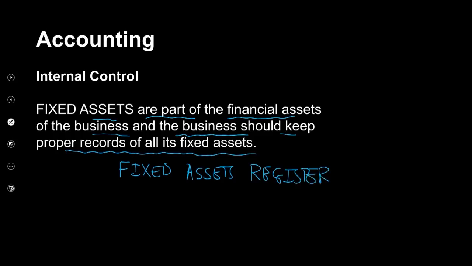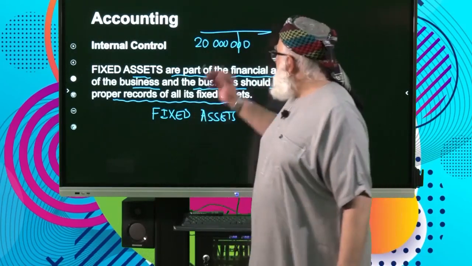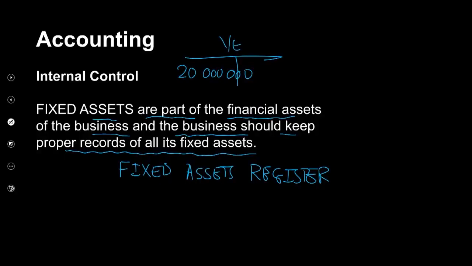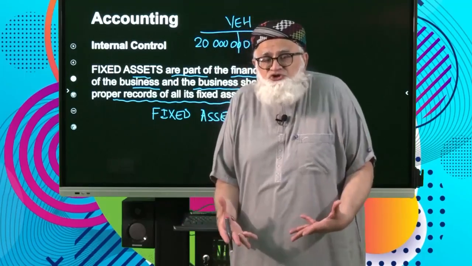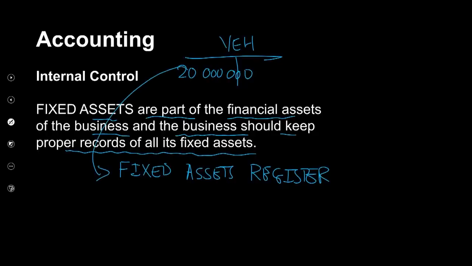Okay, now, if you look at a ledger account, here we go, just a rough T account, and I'm telling you, you've got assets worth 20 million rand. Does the ledger account tell you what assets you have valued at 20 million rand? If this is, for example, your vehicles account, where are you going to get the information regarding the 20 million rand worth of vehicles? In your fixed asset register.